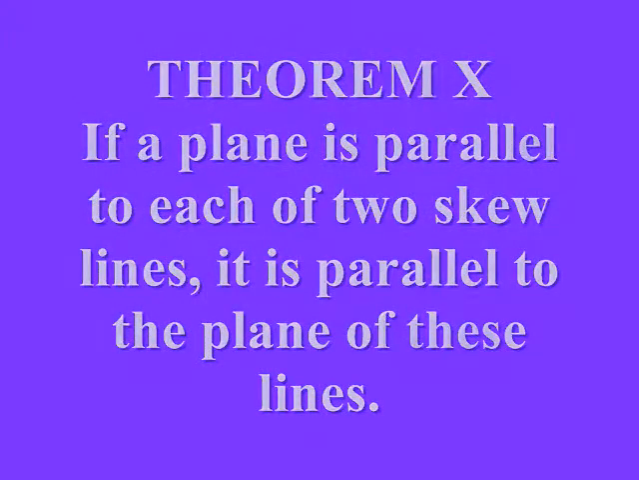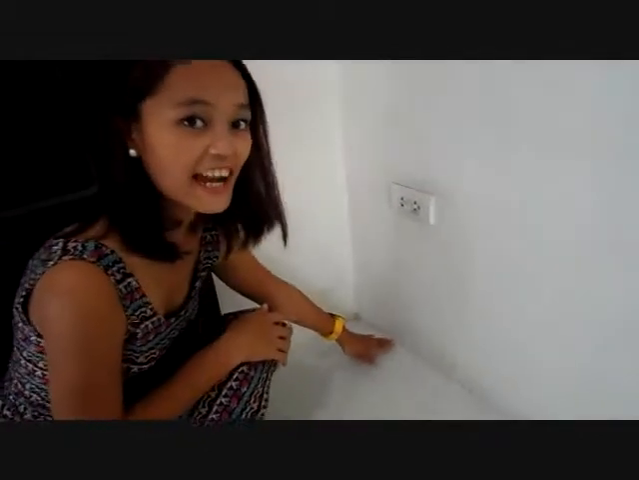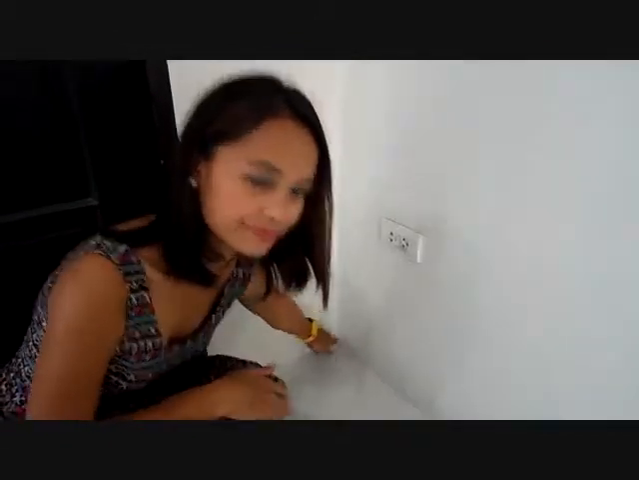For theorem 10, let us have this line and this line. And these two lines intersect at this point, their intersection. Now, this floor as our plane is determined by those intersecting lines.